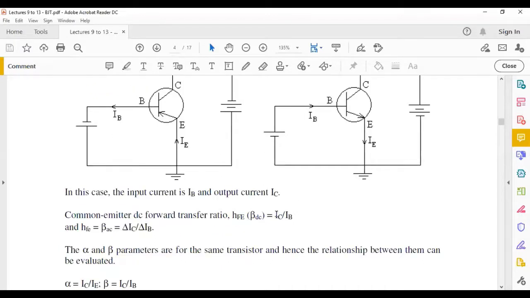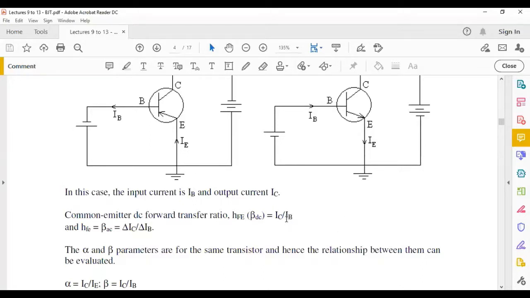So this ratio is called beta now. The alpha was IC over IE. So you would use IC over IE for a common base configuration, and you would use IC over IB for a common emitter configuration. Now, what can you say about this ratio, IC over IB?